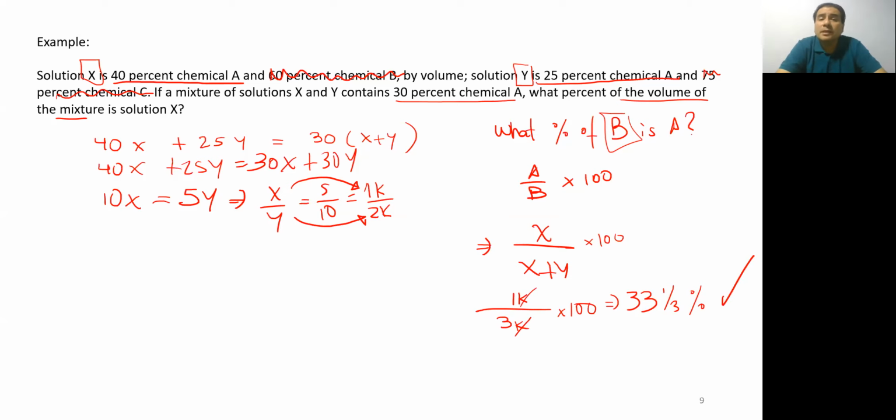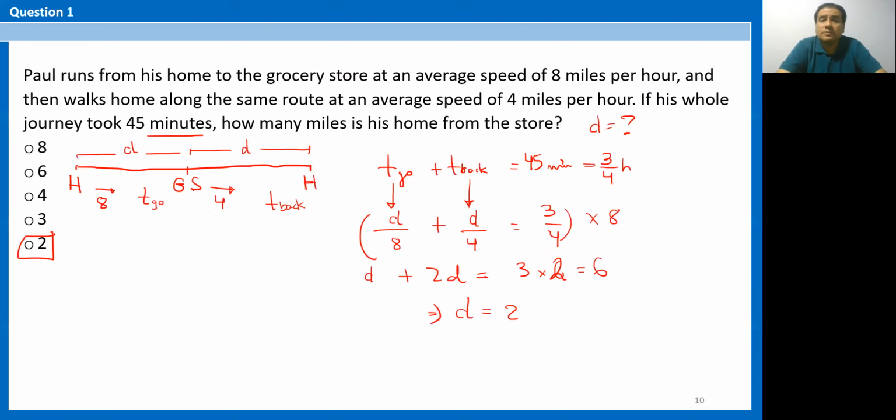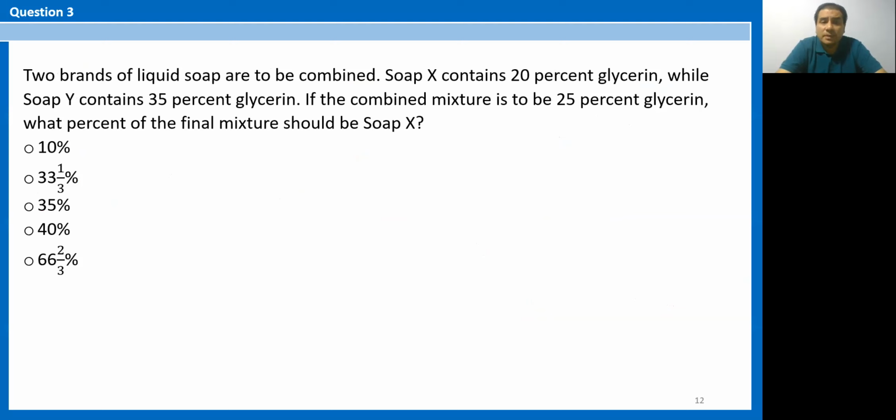Okay, so let's move on and do the examples for mixtures. Question 3. Two brands of liquid soap are to be combined. Soap X contains 20% glycerin, while soap Y contains 35% glycerin.